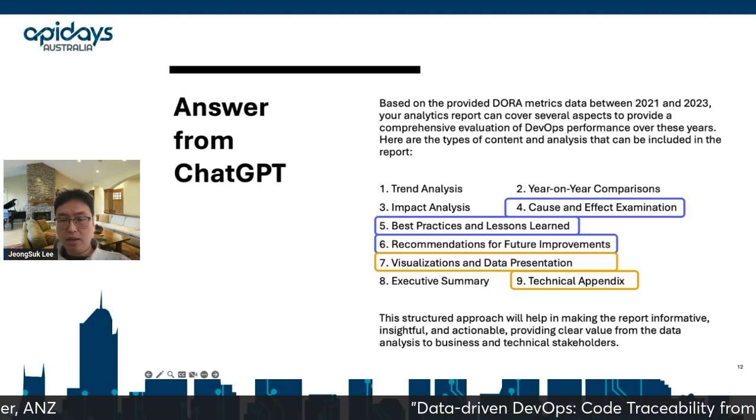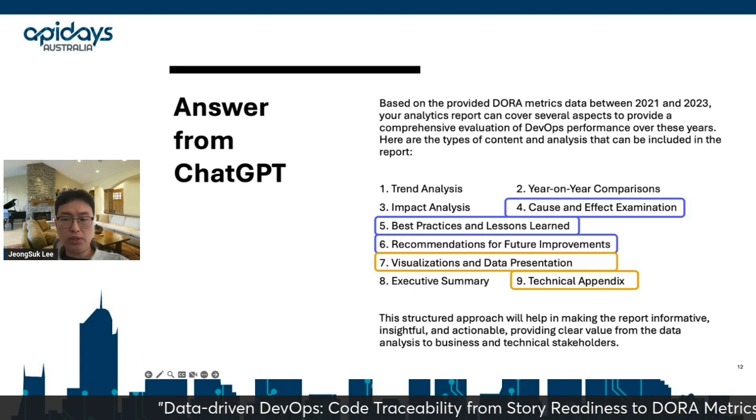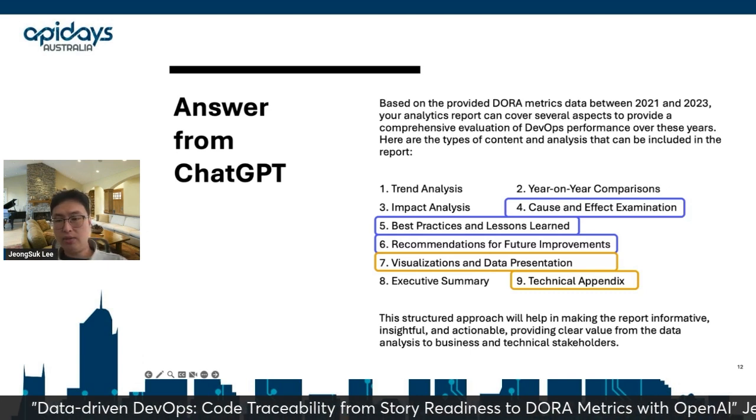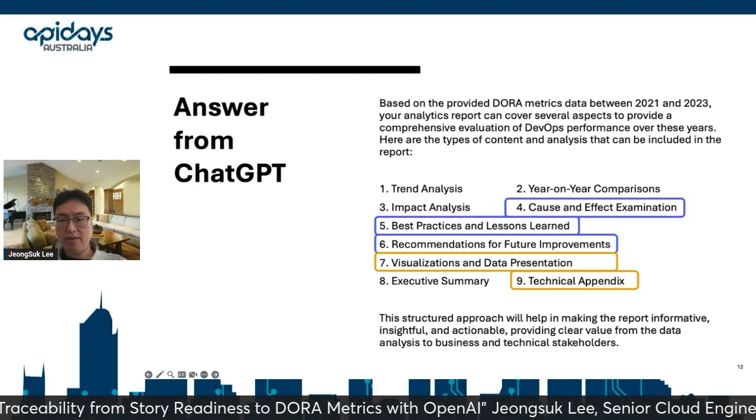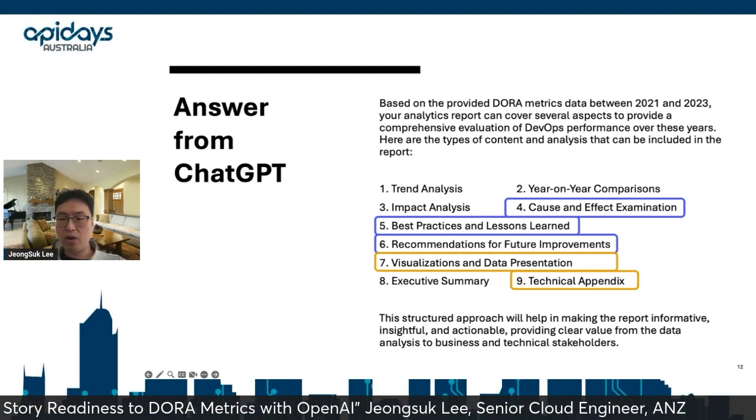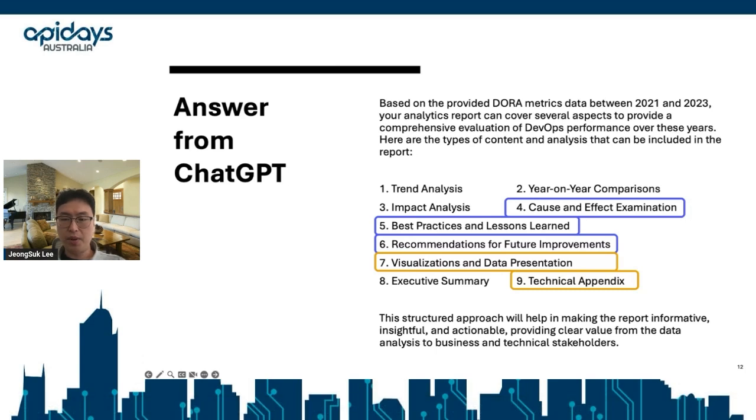Let's look at contents from 1 to 9 once again. As you see on the screen, there are 3 blue boxes. Those contents are only available once I provide our company-specific information, but I have no plan to provide that information, as I mentioned earlier. That's the reason why those 3 contents will be removed from my report.